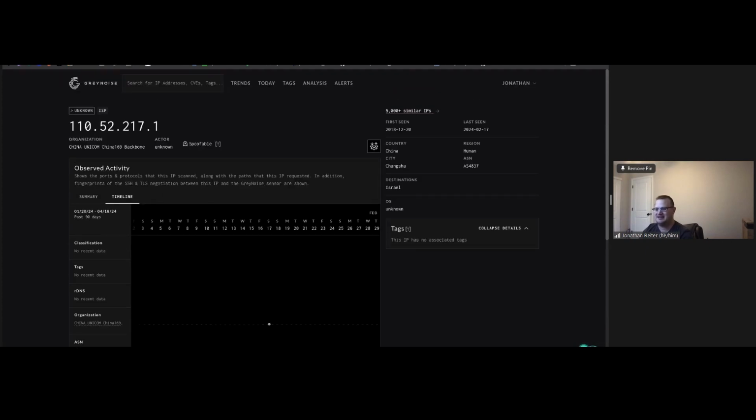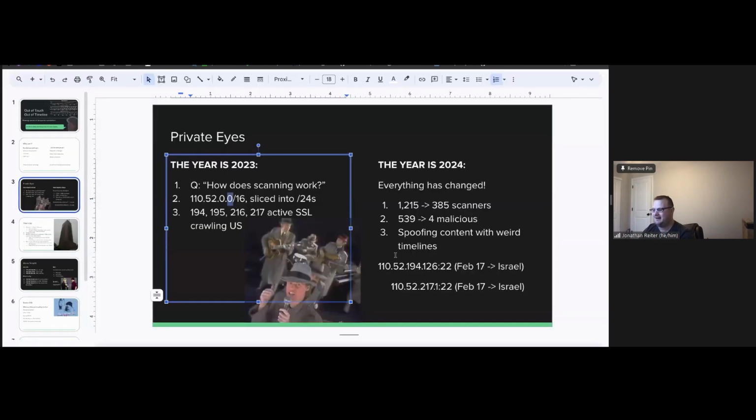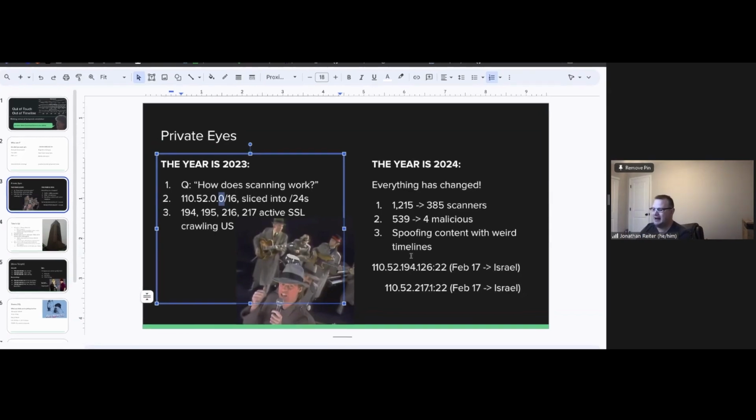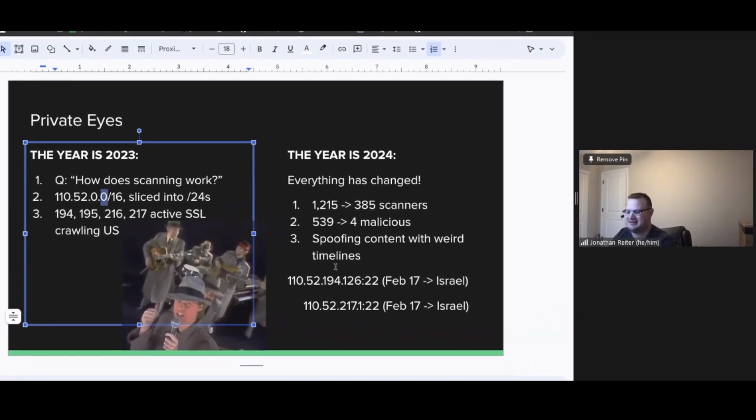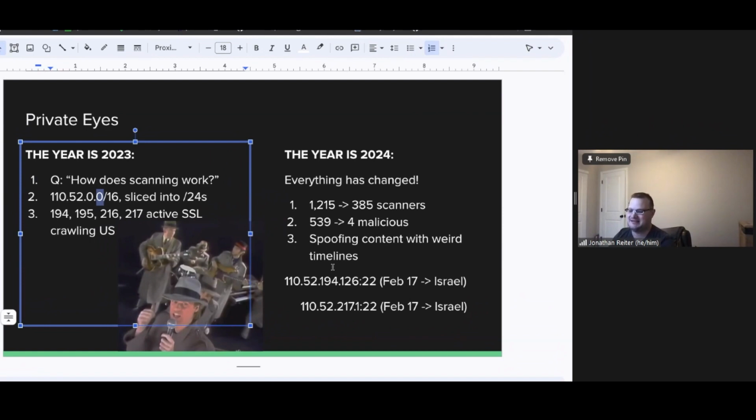Informally, I've noticed this increasingly in the new year across many PRC subnets. This will be something that won't come back up in this talk, but it will be a future research milestone, I believe, that I will return to.